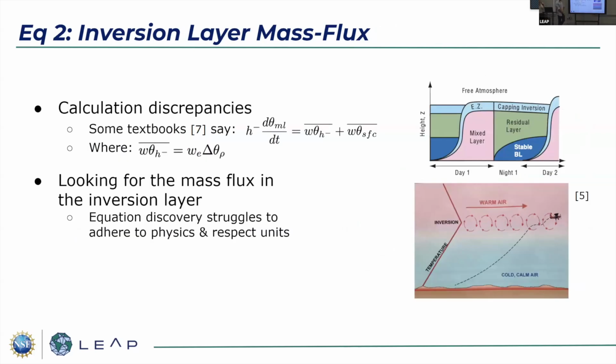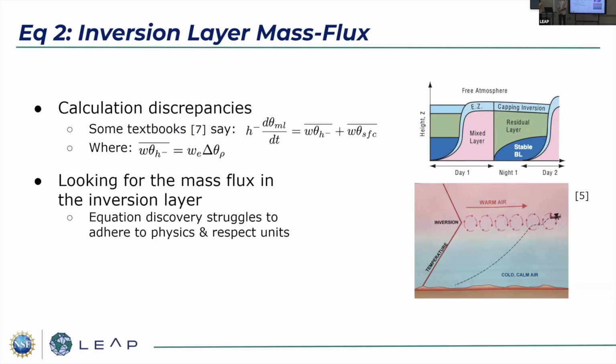Okay, so the second equation we wanted to look at was in the inversion layer, this mass flux. As entrainment is happening, how particles are moving between the boundary layer and the free atmosphere. We wanted to look at this because there are some discrepancies in the way we can calculate entrainment, our entrainment velocity.